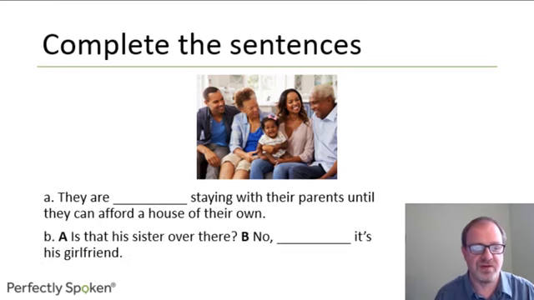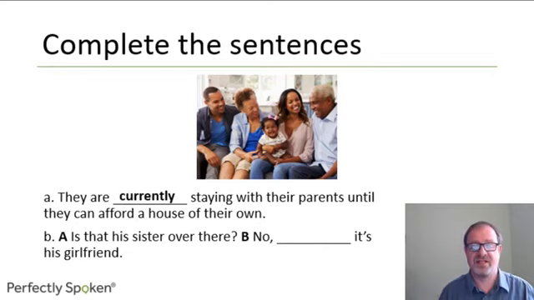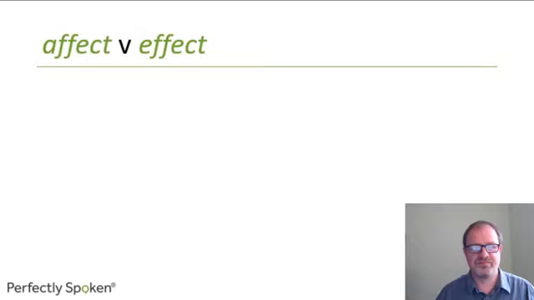Okay, so have a look at these sentences and try to decide which is the correct word to complete each sentence. So the first one, they are something staying with their parents until they can afford a house of their own. So they're staying with their parents just now, until they can afford a house of their own. So the meaning of just now or at the moment, the word is currently. B, is that his sister over there? No, it's his girlfriend. In reality, it's his girlfriend. Here it is actually. Actually, it's his girlfriend. Okay, so let's move on.